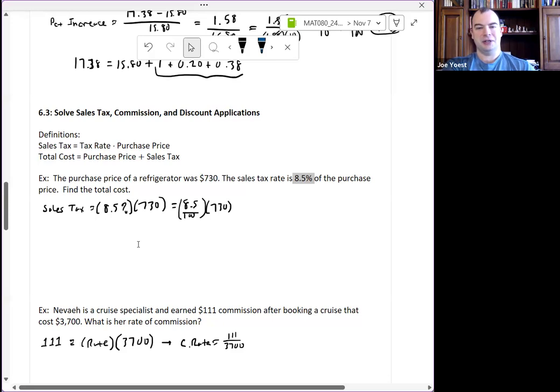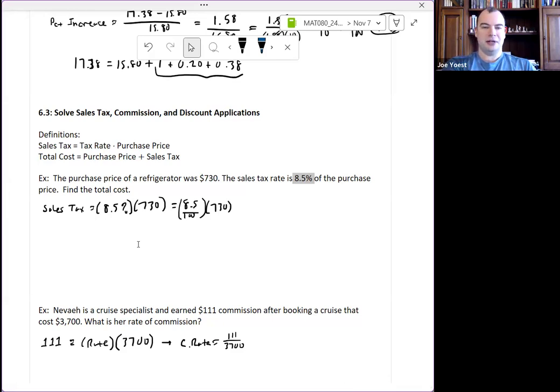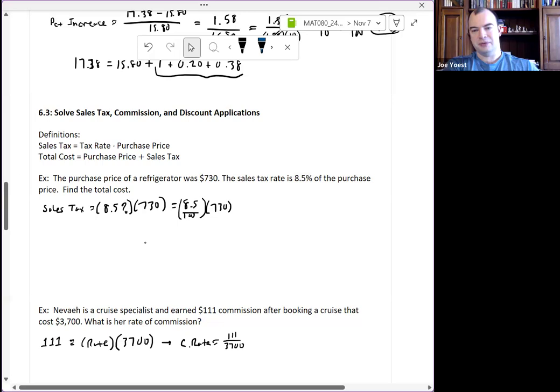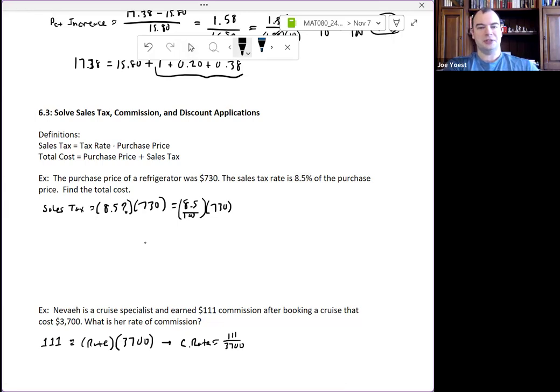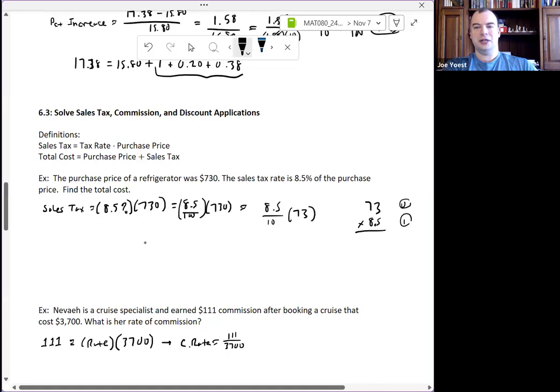So we first have to find how much sales tax we owe, and then we have to add that on to the purchase price to make the total cost of the refrigerator. So the sales tax is the tax rate times the purchase price, 8.5% times 730. Or I can do that as 8.5 over 100 times 730, or that's 8.5 over 10 times 73. So I'll do 73 times 8.5, 0 decimal places, 1 decimal place there. So I'll have 1 decimal place in my answer.